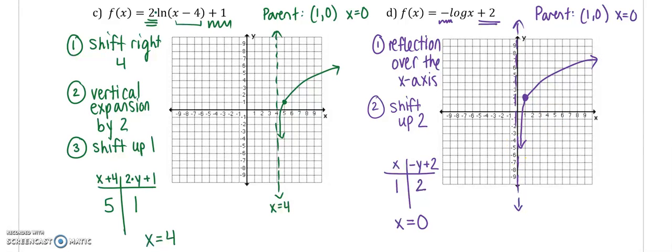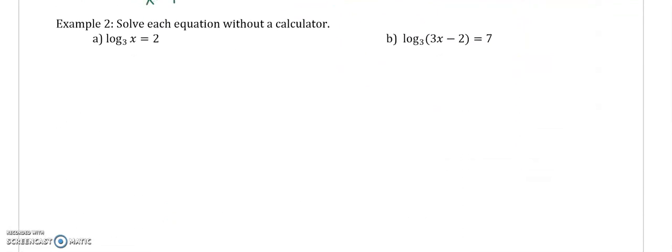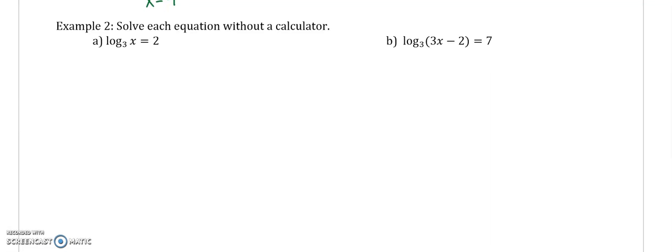Alright, we did a little bit of this in class when we went over the homework, so hopefully that helped. We did a bunch of examples there. Alright, let's try a few more examples now. That's graphing. Now we're going to practice solving.